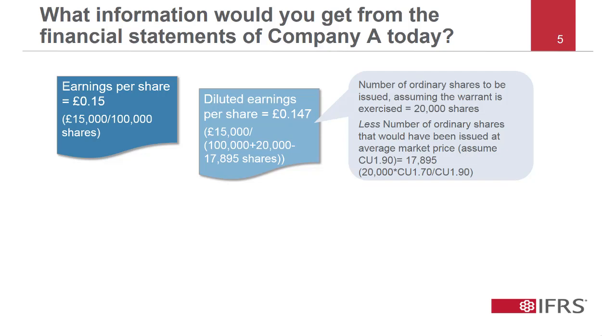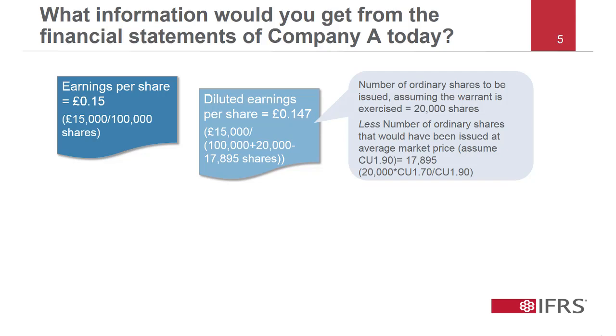What information would you get from the financial statements of Company A today? Assuming Company A provides EPS information in its financial statements, you would get earnings per share and diluted earnings per share information. Earnings per share is CU 0.15. The diluted earnings per share will provide a measure of the interest of each ordinary share in the performance of the entity, taking into account all dilutive potential ordinary shares. Assuming that the average market price of the share is CU 1.90, the diluted earnings per share is CU 0.147.